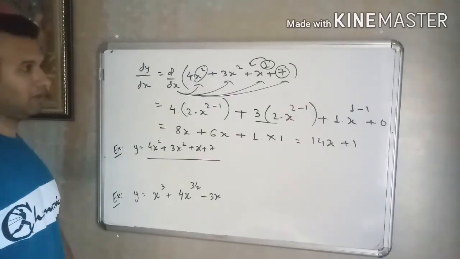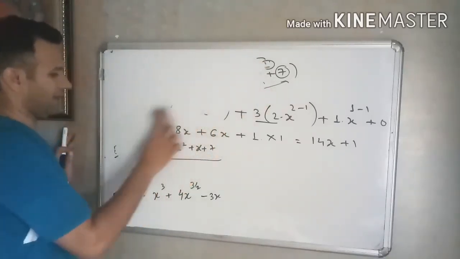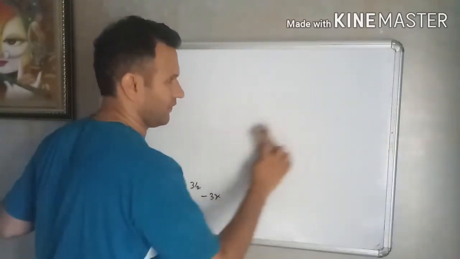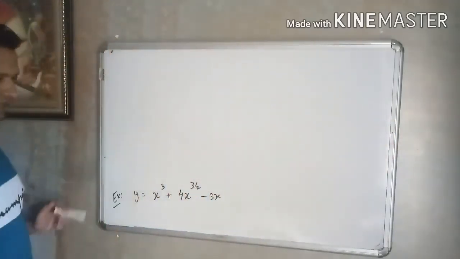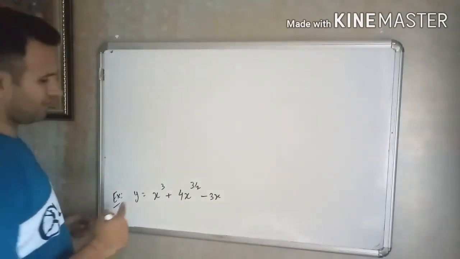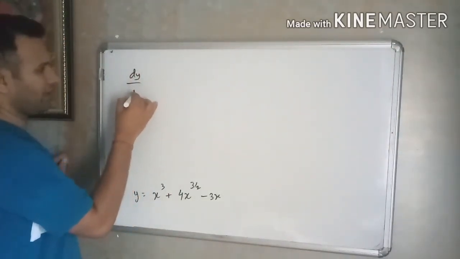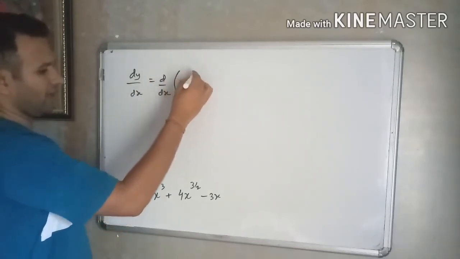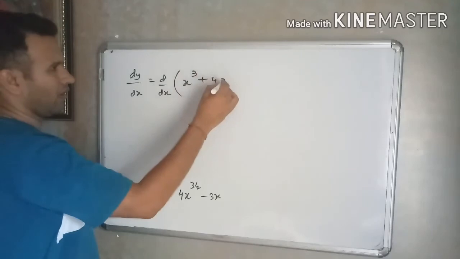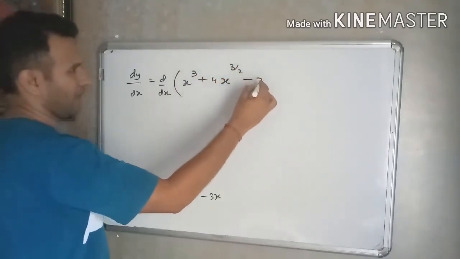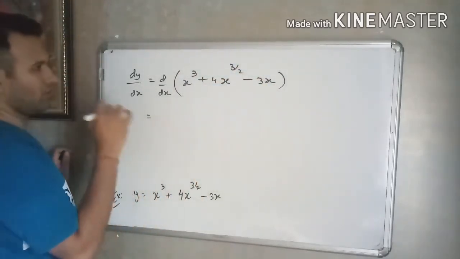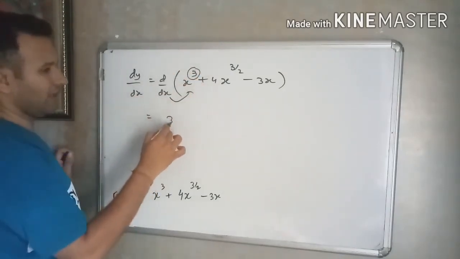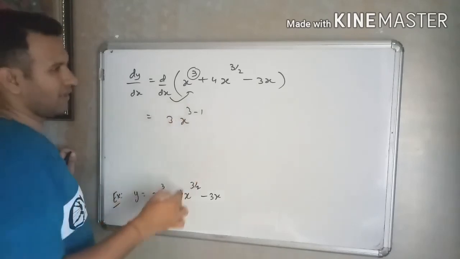Okay, I will erase it now. Okay, let us take this last one for today's lecture. Okay, let's take this example. So again we have to find out dy by dx. So d by dx of x cube plus 4 x raised to 3 by 2 minus 3x. So for the first term, this is n. So n into x raised to n minus 1.